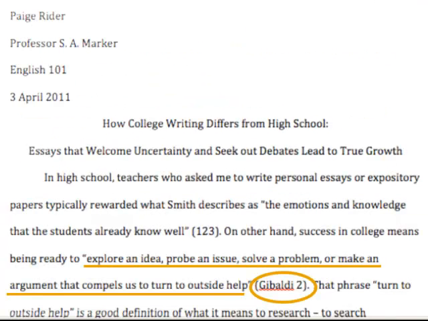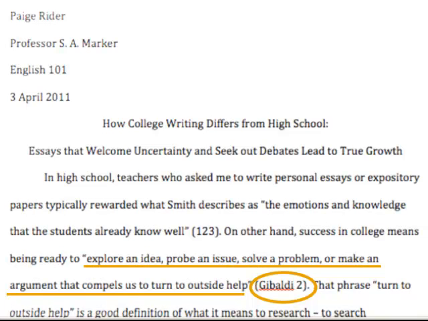So let's look at one more example. Also the same paper, Paige Ryder. In this case, it's also a quote. "On the other hand, success in college means being ready to explore an idea, probe an issue, solve a problem, or make an argument that compels us to turn to outside help." In this case, she doesn't use an attributive phrase, and that's a choice that you need to make.